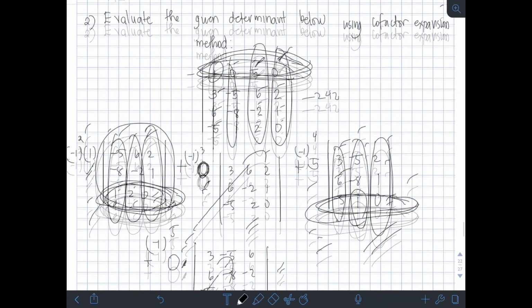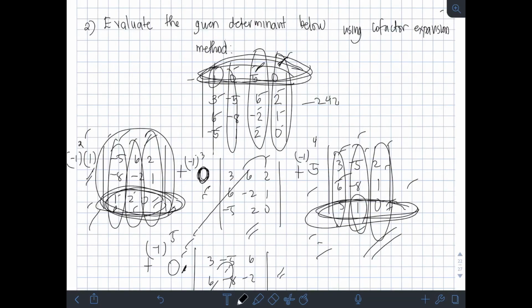Negative 242. Okay? Okay, so I think that's it for this video, finding determinants using cofactor expansion method.